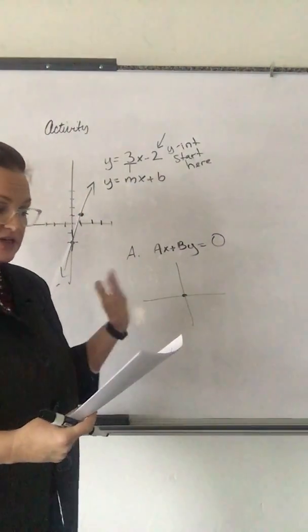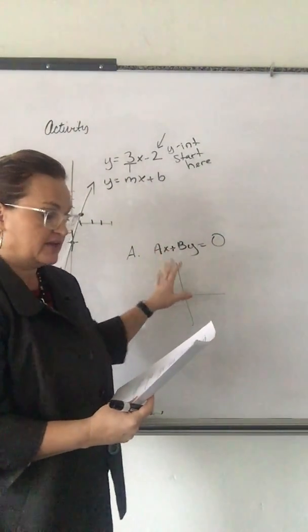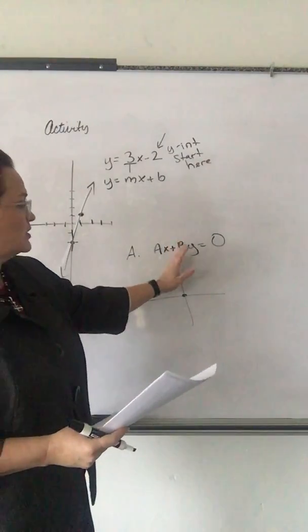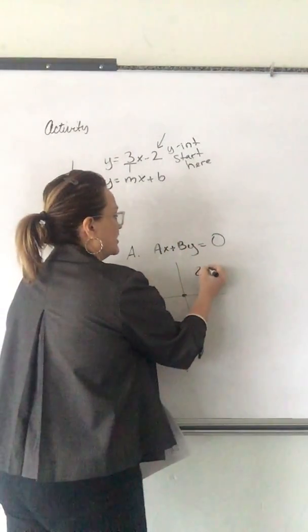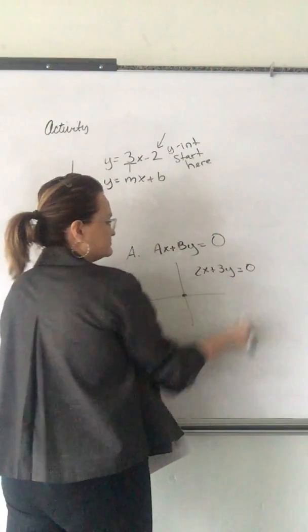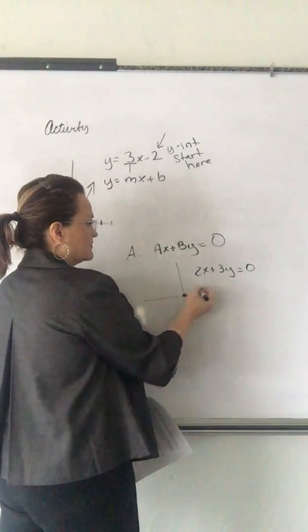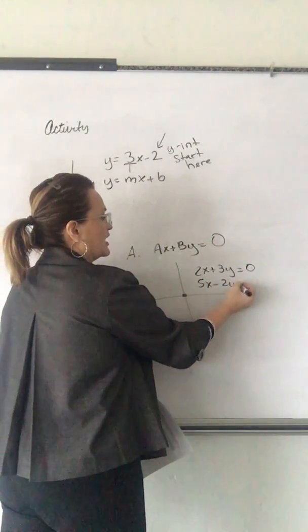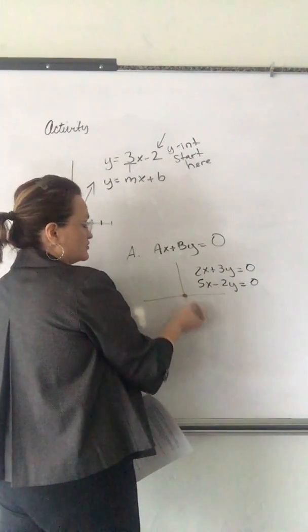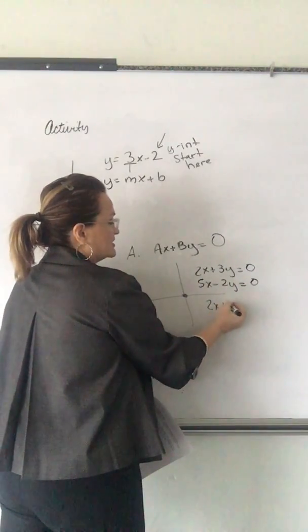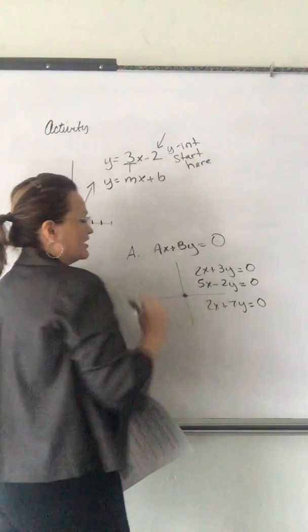So you will have to pick another point if you're going to graph that. You'll only have one point given. But you'll know anytime, say it's 2x plus 3y equals 0, that graph goes through the origin. 5x minus 2y equals 0. That graph goes through the origin. 2x plus 7y equals 0. That graph goes through the origin.